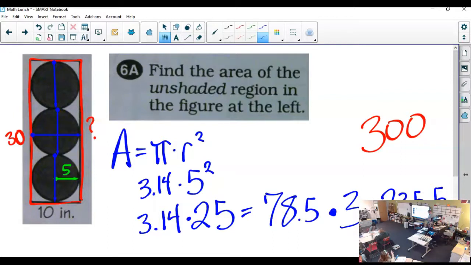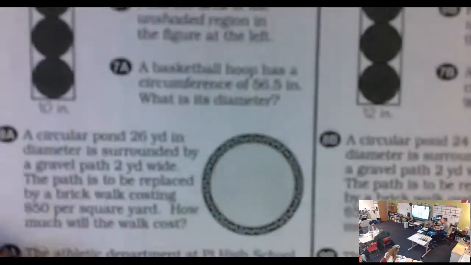So we should get 64.5. Oh, that's a nice one. It's nicer because we only have one step that we need to do.